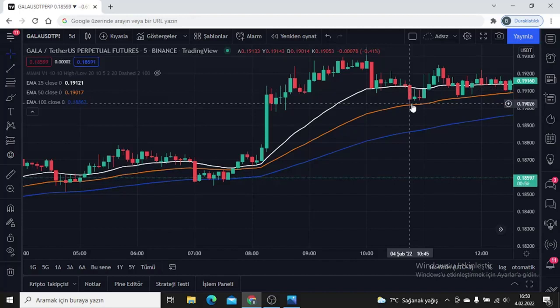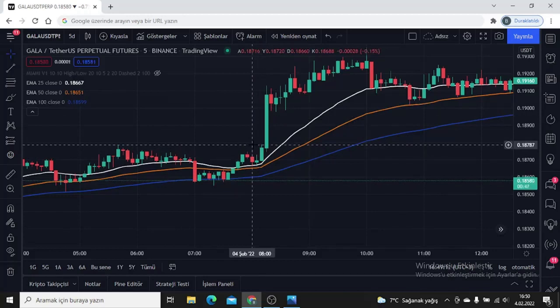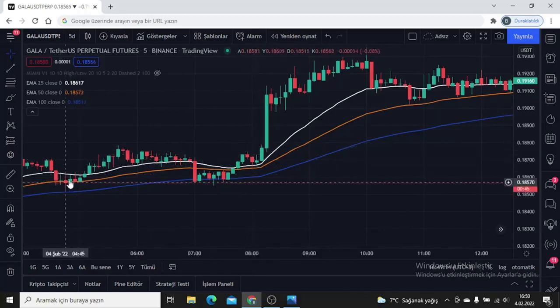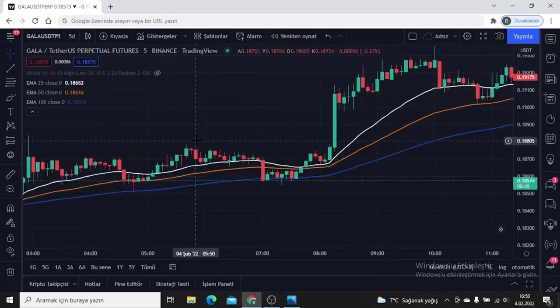Let's not forget these. We can enter the trade when the candle closes above the 50-day moving average, because for us it's both a pullback and a confirmation candle. I can tell you that it is the most suitable place for us to open a transaction.